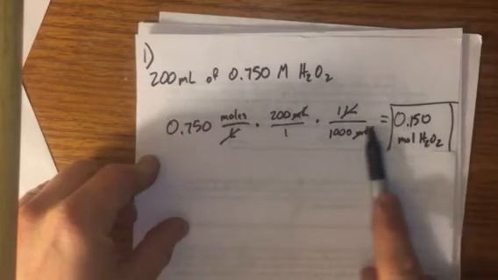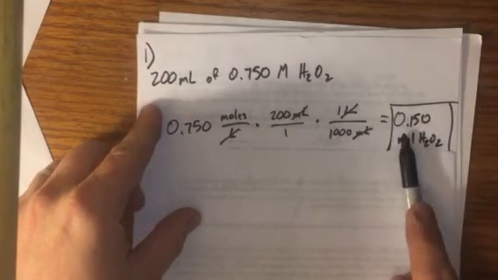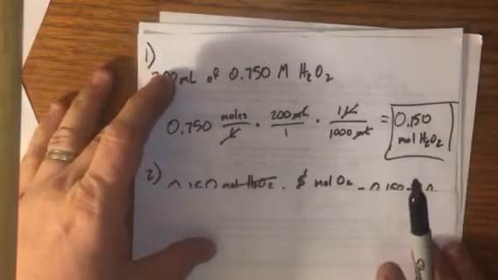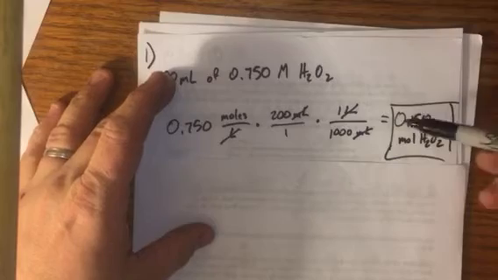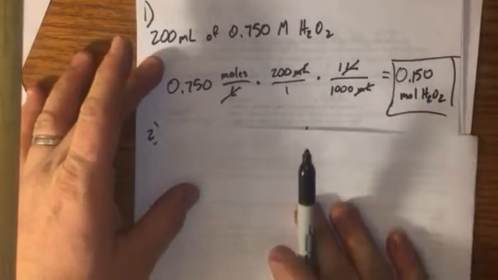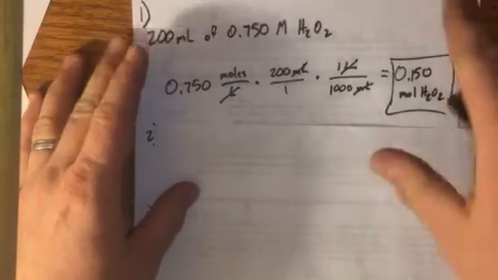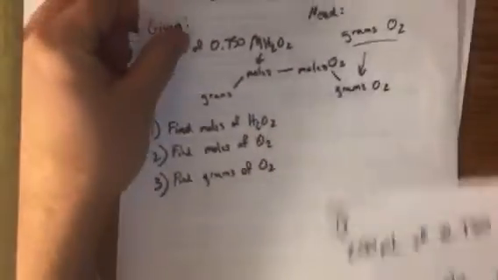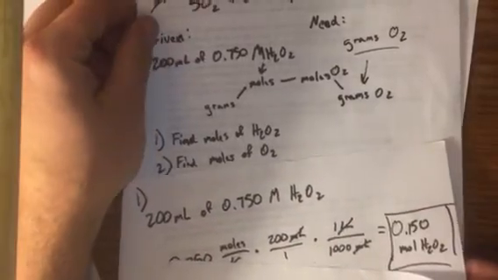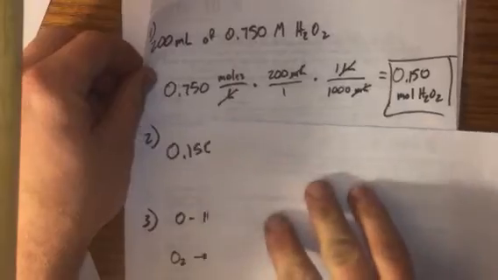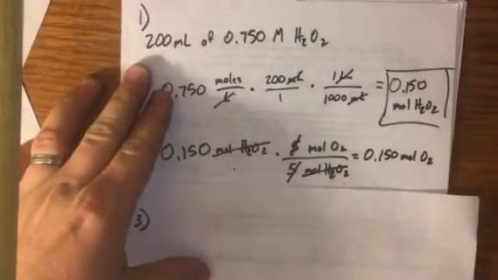And when I run this calculation out, I come up with 0.150 moles of H2O2. So that's step one. Draw a little box around it. That's the first step completed. The second step is I am looking for the number of moles of oxygen. Well, I've got the number of moles of H2O2, so I've got that there.